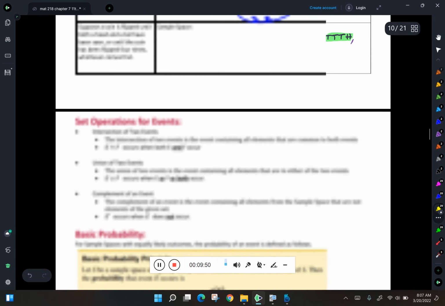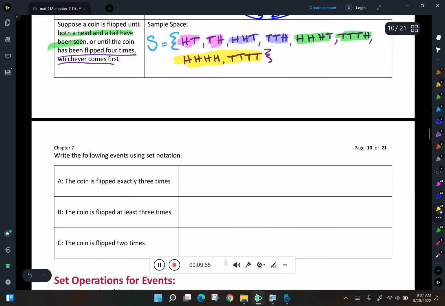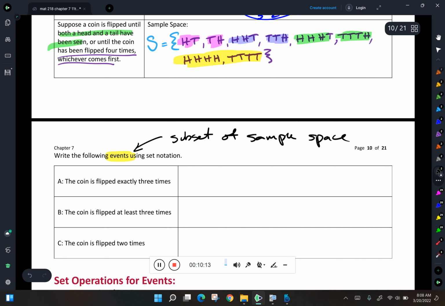So keeping that experiment in mind, we're going to continue with that same experiment, that idea of flipping the coin 4 times. And let's take a look at then writing events. Now remember, an event is a subset of a sample space. That's our sample space right there, right? So then each of these events down here, that's a horrible arrow, but you get the idea, each of these events down here is going to be a subset of that sample space.